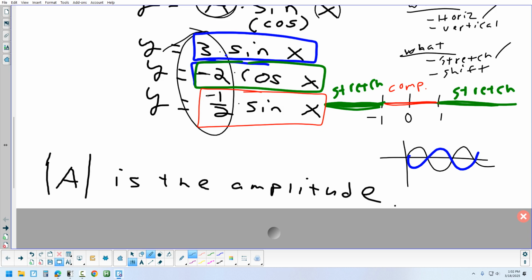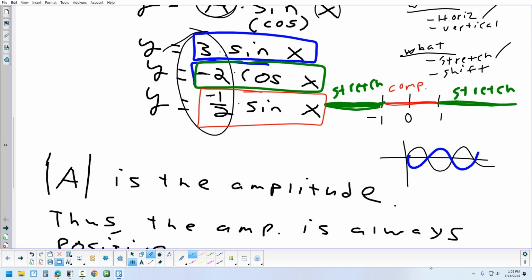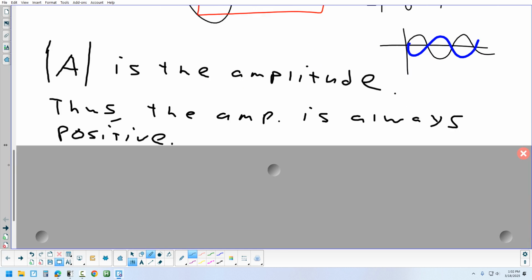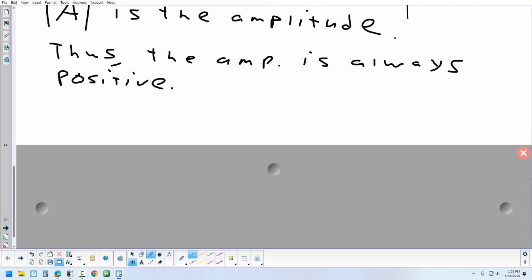Does the negative change the picture? It will flip it. But does that affect the amplitude? No. Okay. So amplitude, we already said that. Amplitude's always positive.